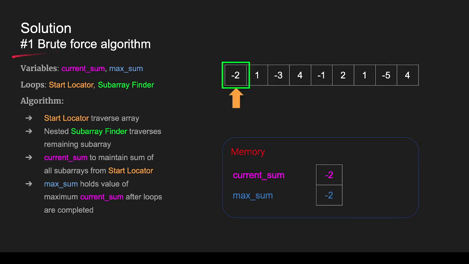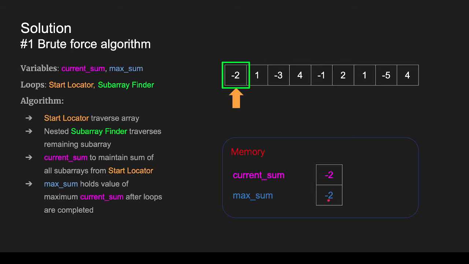Now let's take a look at the algorithm. Here we have two variables, current sum and max sum, and we have two loops: start locator, which tracks the starting position of the subarray, and subarray finder, which tries to find all the possible subarrays from the start locator position. For the initial setting, as the first element is -2, the start locator is looking at -2. The subarray finder is trying to find all the subarrays starting from -2. Then current sum is equal to -2 and max sum is updated to -2.